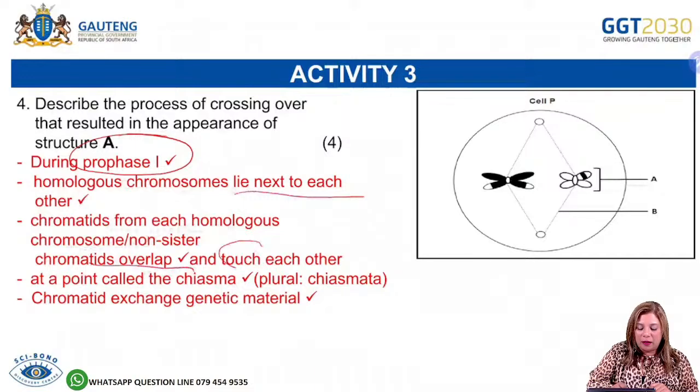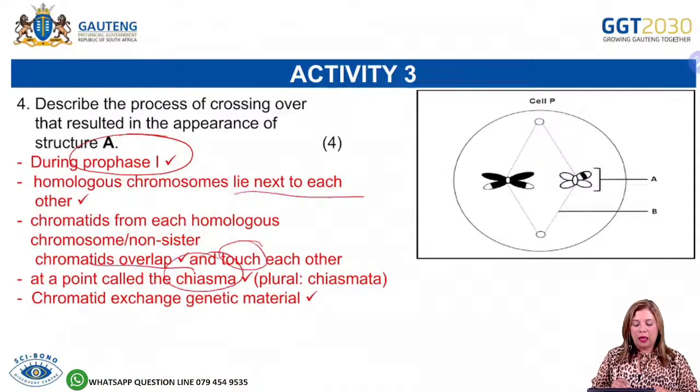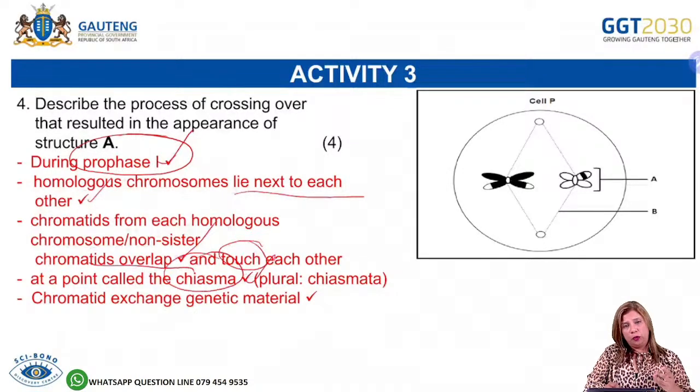And then they touch each other. It's obvious. You are stating the obvious. In order to overlap and exchange, they must touch each other at a point called the chiasma. And the chromatids exchange genetic material. So this is 4 marks. The tick is on prophase. It's on homologous chromosomes lying next to each other. It's on overlapping. And it's on the chiasma. And if you have exchanged genetic material, you will also get a mark for that. Okay? So remember, you need to know where crossing over takes place. You need to know the process of it. Very, very important. It's a common exam question.